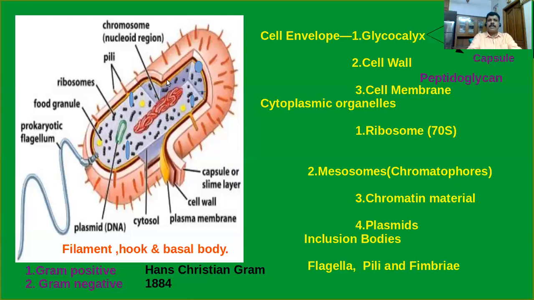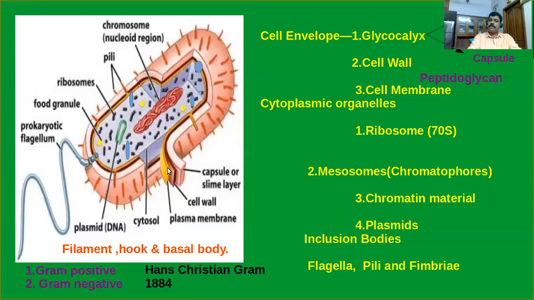The second layer is called the cell wall. You can clearly see the cell wall over here. This is the cell wall. Do you know the cell wall is composed of a special type of material called peptidoglycan? The cell wall is composed of a substance called peptidoglycan. The innermost layer is called the cell membrane or plasma membrane.